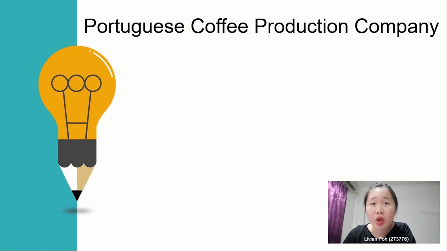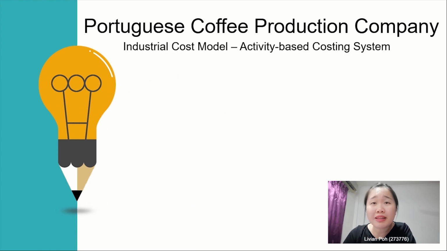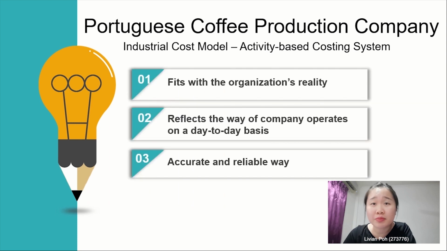In this study, we are going to describe the implementation and results obtained with the activity-based costing system in the Portuguese coffee production company that fits with the organization's reality and reflects how it operates on a daily basis. Moreover, this study has also been done in an accurate and reliable way in order to provide useful and relevant information for the decision-making process.